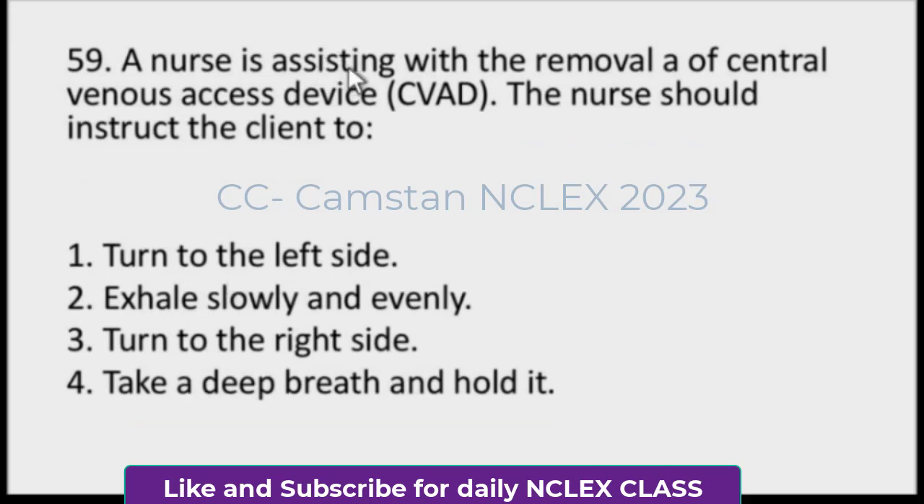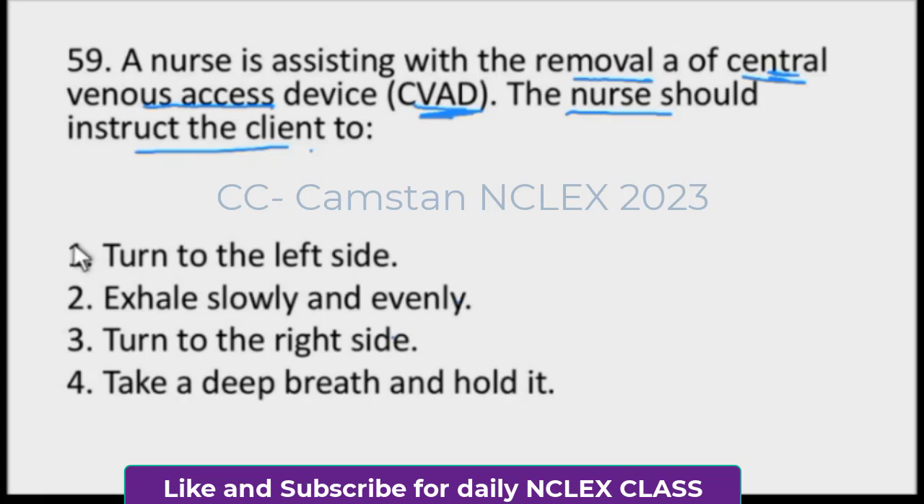A nurse is assisting with the removal of a CVAD, that is central venous access device. The nurse should instruct the client to what? Basically the nurse wants to remove this device. So how should the nurse instruct the client, right? Let's read the options. Turn to the left side, exhale slowly and evenly, right? Turn to the right side, take a deep breath and hold it, right?